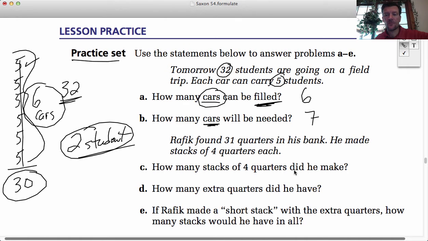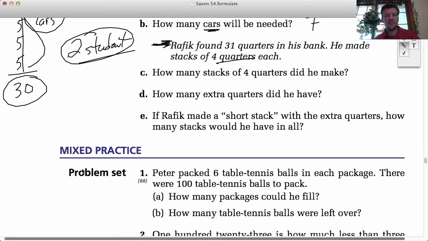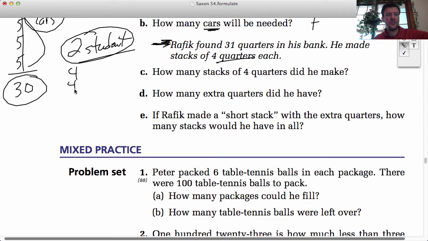How many stacks of 4 quarters did he make? Oh, let's look at another problem here. Okay. Rafiq found 31 quarters in his bank. He made stacks of 4 quarters each. So you're going to make a stack of 4, another 4, another 4, another 4, another 4. You see these equal groups here? That's basically what we're doing. You're basically taking 31 and dividing it by 4. How many stacks of 4 can you get?